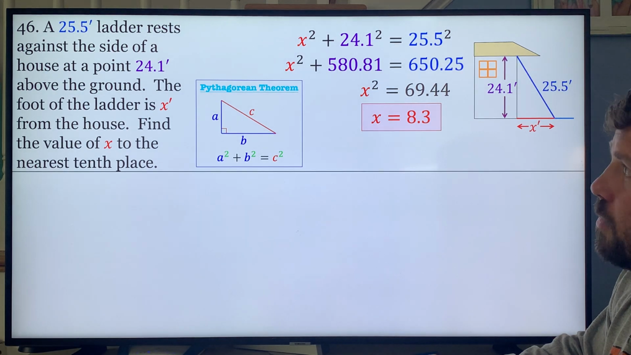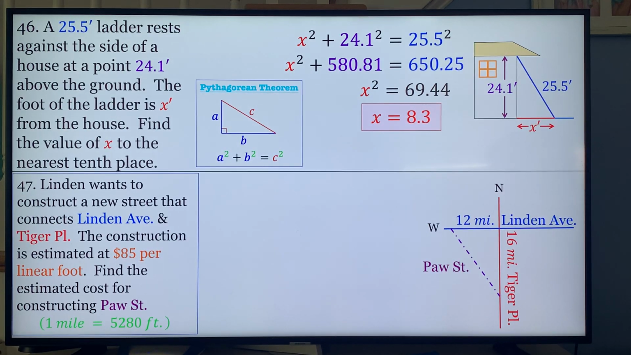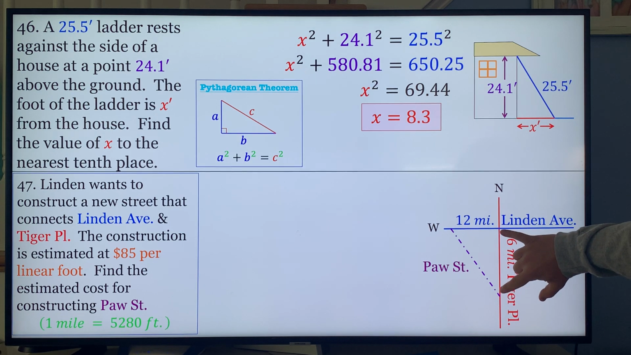Any questions? No? Last one of the day. Word problem. Lyndon, that's where you live, wants to construct a new street that connects Linden Avenue and Tiger Place. The construction is estimated at $85 per linear foot. Find the estimated cost of constructing Paul Street. Ooh. There you go. What do you have to find first? First thing you have to do is find how far Paul Street is. You know it's 12 miles on Linden Avenue, and you know it's 16 miles on Tiger Place.